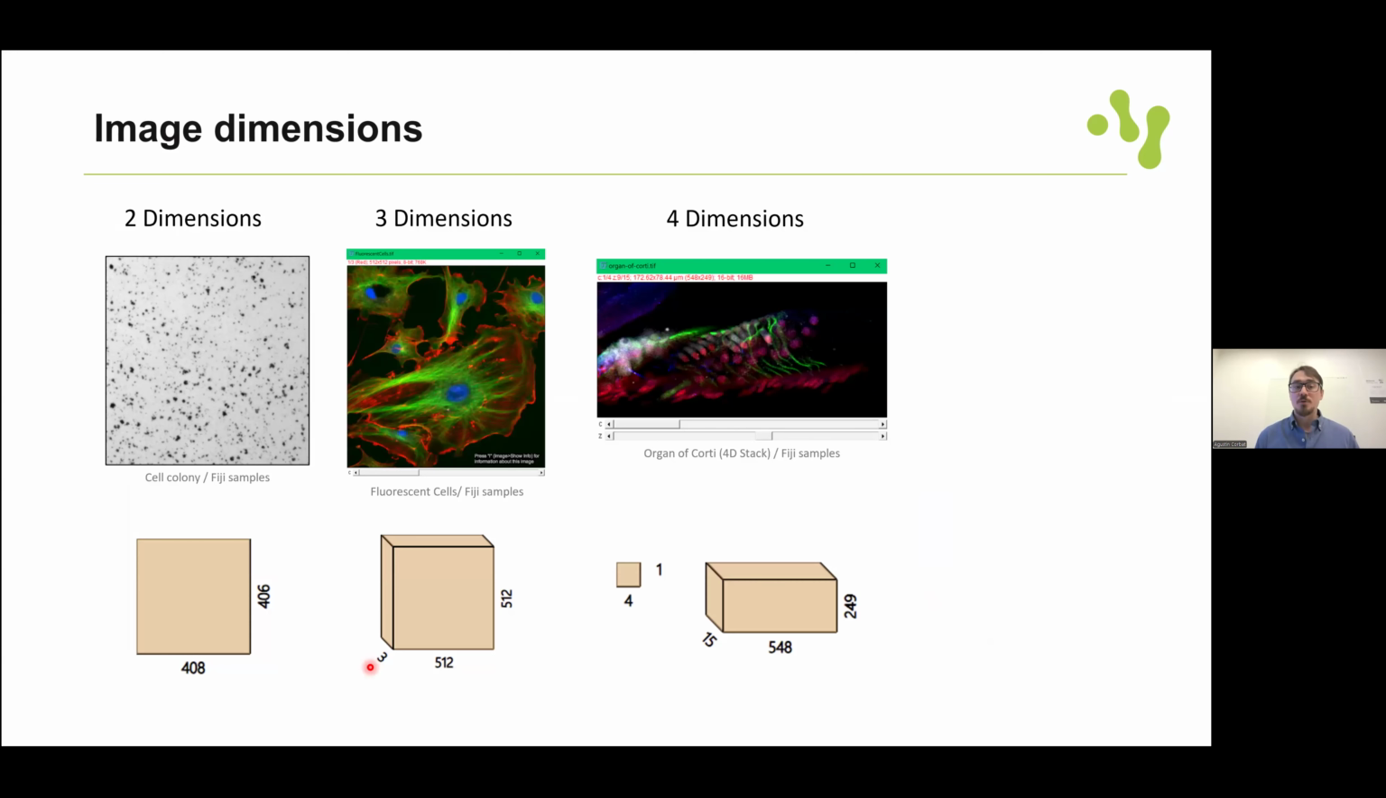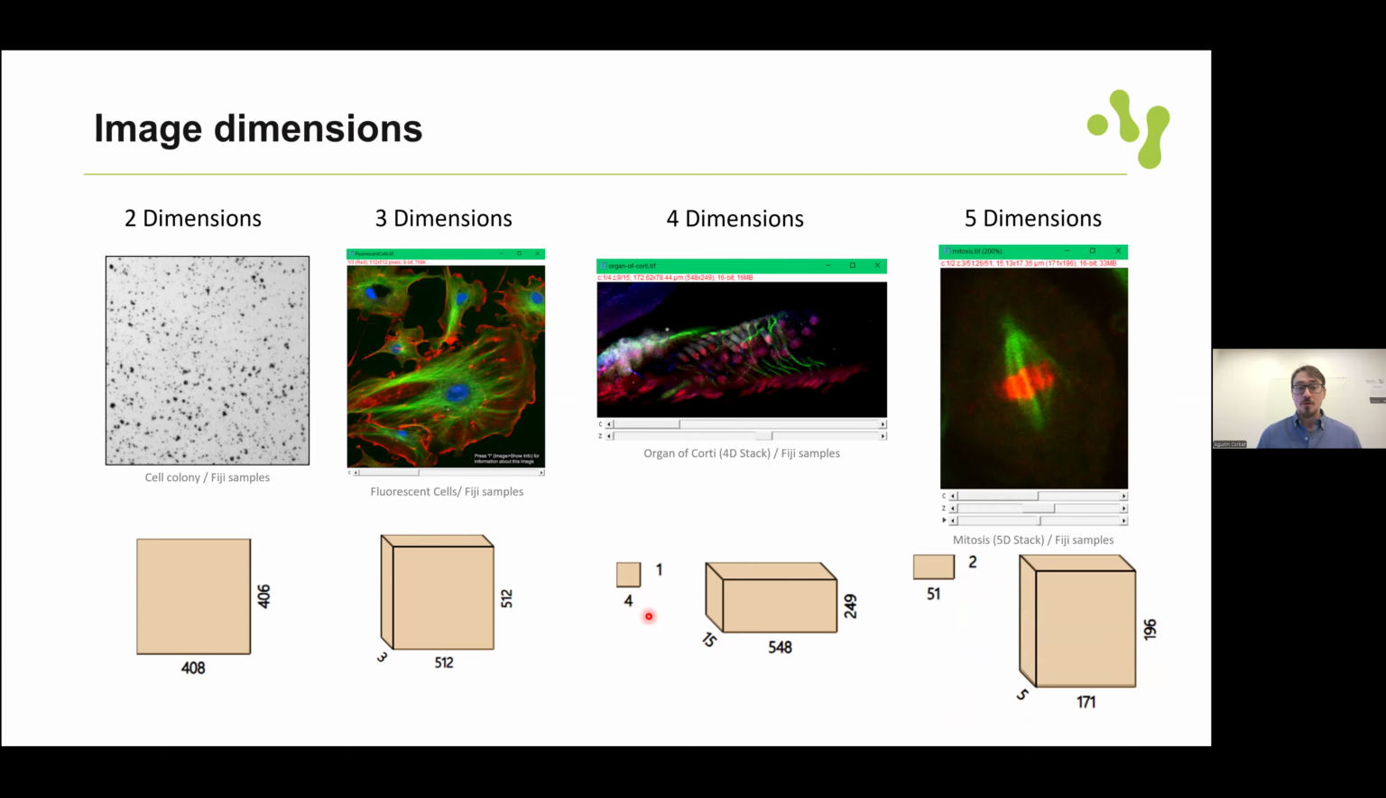We can also think about, okay, maybe we do a z-stack of our sample, so then we have an extra dimension. In this case, it's a z-stack of 15 steps and 4 different channels. Or we could even add the time dimension. So we take images every couple of minutes or every couple of seconds, and then we end up with 5 dimensions. This is the highest number of dimensions we could be having in an image, and that's it.